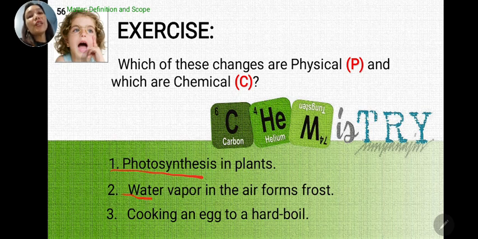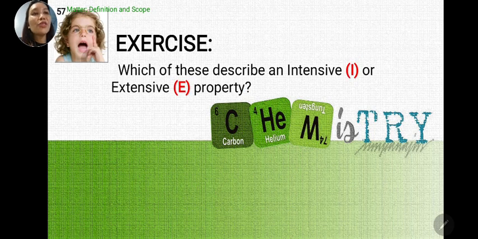Yung water vapor naman, naging frost siya. Is it chemical or physical change? Parang nagkaroon lang siya ng change in the state of matter. Then, cooking an egg to hard boil. Let's see. May answer na ba ako? Wala dun yung answer. So, let's see ha.